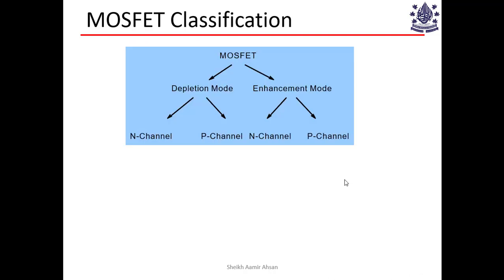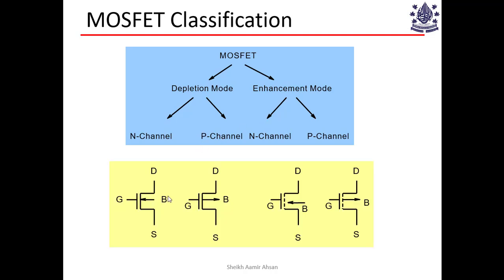Okay, let's continue. So how do we classify MOSFETs? As we've discussed already, we have two types of MOSFETs. We have a depletion mode MOSFET, we have an enhancement mode. Now each one of these can be further categorized into two different categories. You have an N channel and you have a P channel. In an N channel, electrons carry the current. In a P channel, you have the holes that are carrying the current.